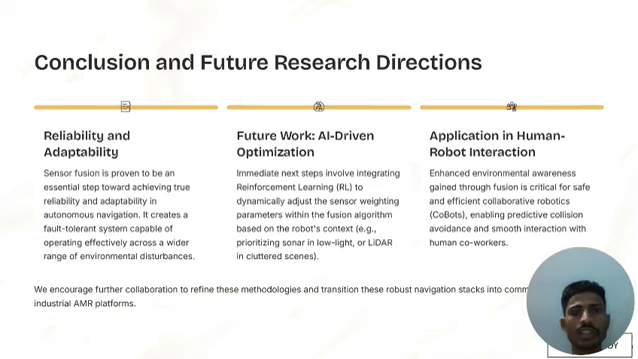Conclusion and future research directions. Reliability and adaptability. Sensor fusion is proven to be an essential step toward achieving true reliability and adaptability in autonomous navigation. It creates a fault-tolerant system capable of operating effectively across a wider range of environmental disturbances.